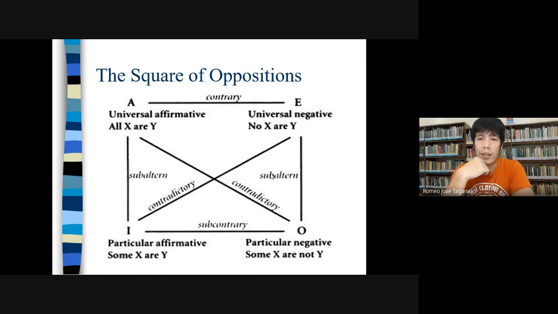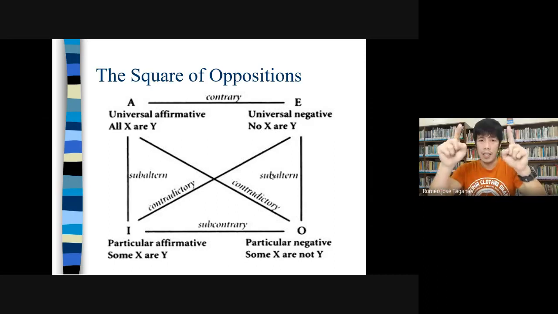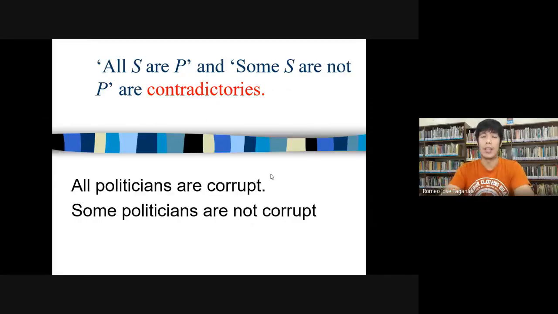I just want you to look at what is shown on this screen. A, E, I, O. A and E, contrary. A and I, subaltern. E and O, another subaltern. A and O, contradictory. I and E, contradictory. Okay. Palalimin natin konti at explain na mabuti ano ang lalabas niyan. Halimbawa, all S are P and some S are not P are contradictories. Example is what you can see below.